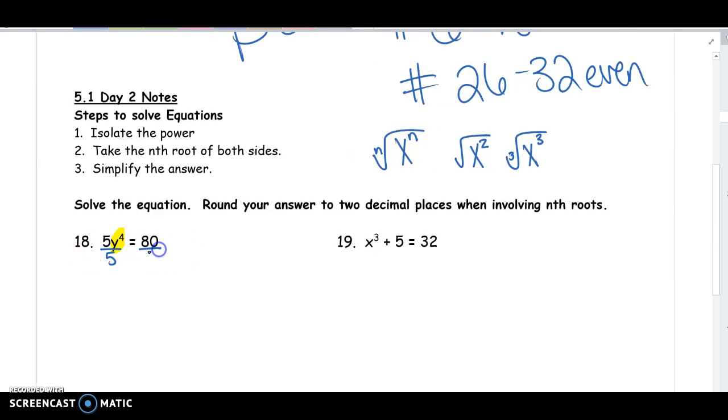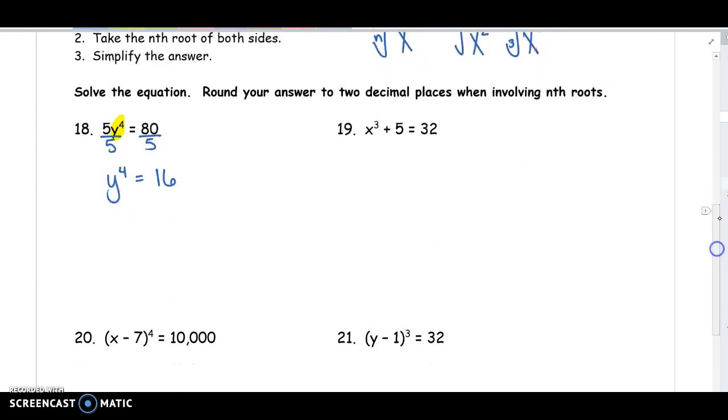Divide both sides by 5. That will give us y to the fourth equals 16. Because your perfects chart is so handy-dandy, always try to use your perfects chart first. If you can't find the answer on your perfects chart, then go to your calculator. So y to the fourth is 16.